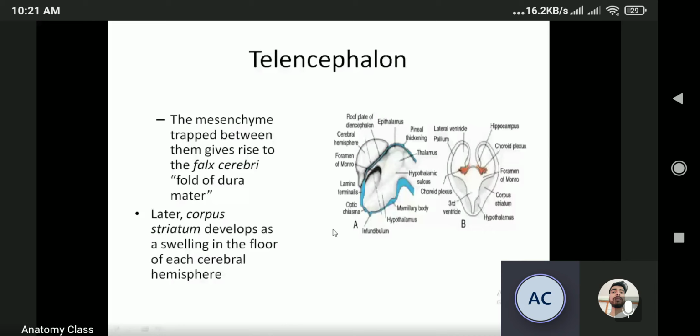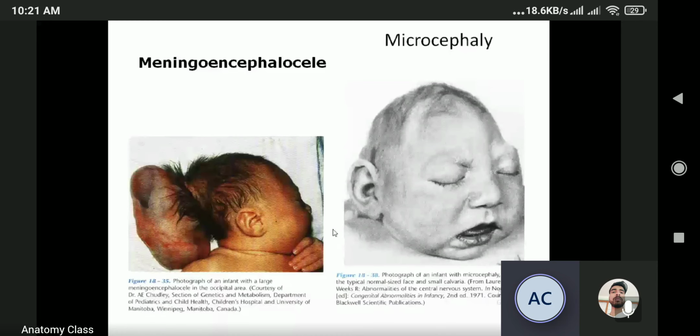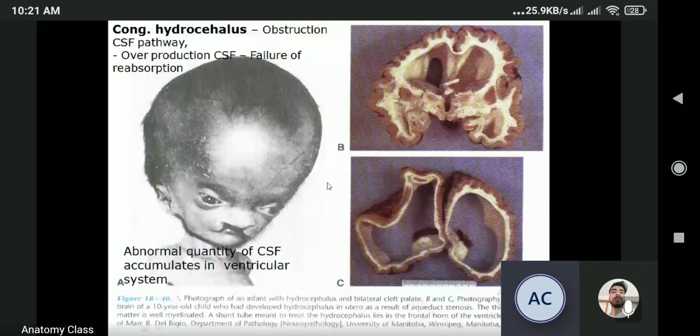So this is meningoencephalocele, microcephaly, and this is hydrocephalus. Due to obstruction in the cerebrospinal fluid pathway, overproduction of CSF, failure of reabsorption, and abnormal quality of CSF, fluid accumulates in the ventricular system. So you can see here, this is hydrocephalus. This is one of the major congenital anomalies.